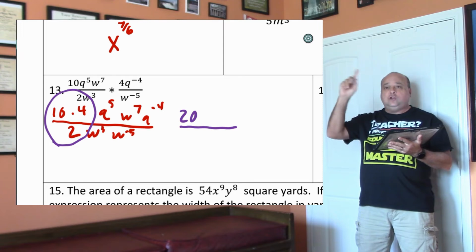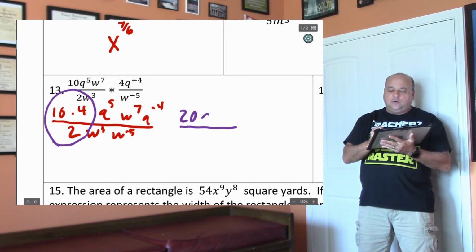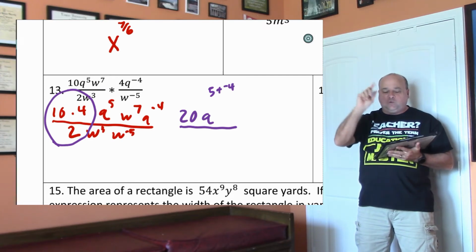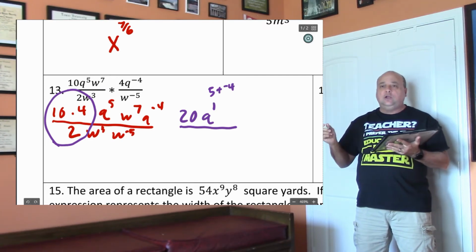Now then, I have 2 q's on the top, don't I? I'm going to group those q's, and I'm going to do 5 plus negative 4. What is 5 plus negative 4? It's 1, isn't it? So I know I have a q to the 1.